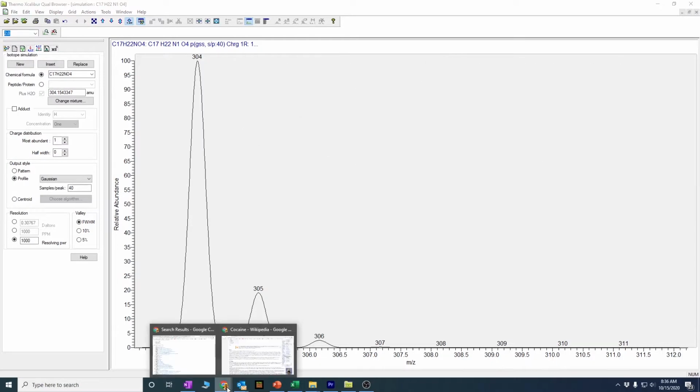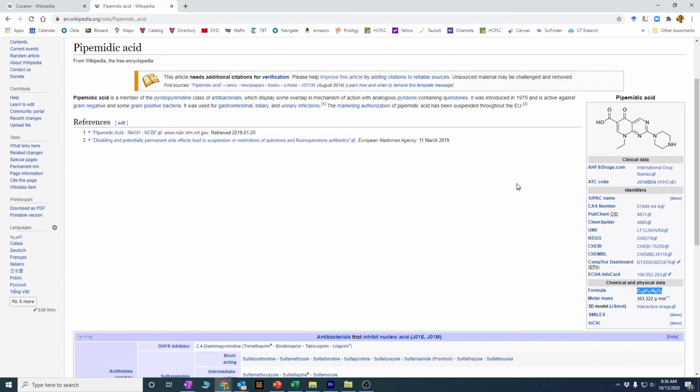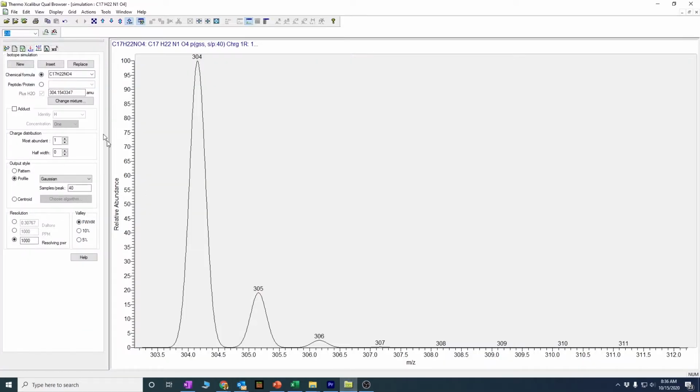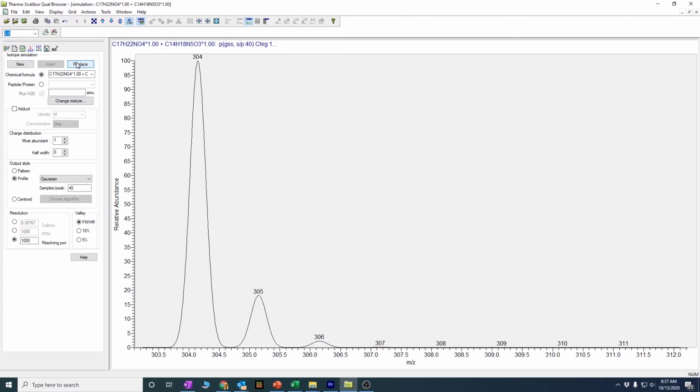Now let's suppose we have a mixture with pipamidic acid. This is some kind of antiquated antibacterial. It has a formula of C14H17N5O3. So let's suppose we also have that in the mix. There's some cocaine in there, and there's some of this pipamidic acid. I'm going to add one more H to indicate the proton. I am not going to show separate traces right now.